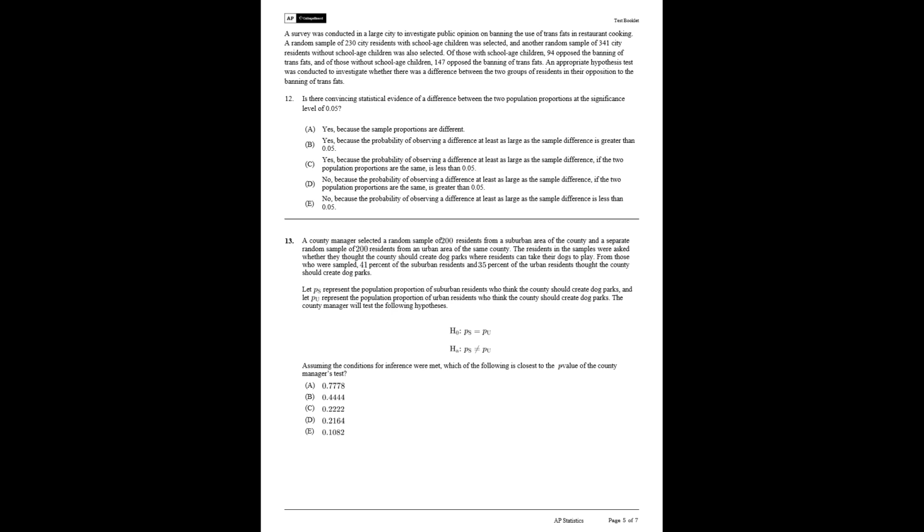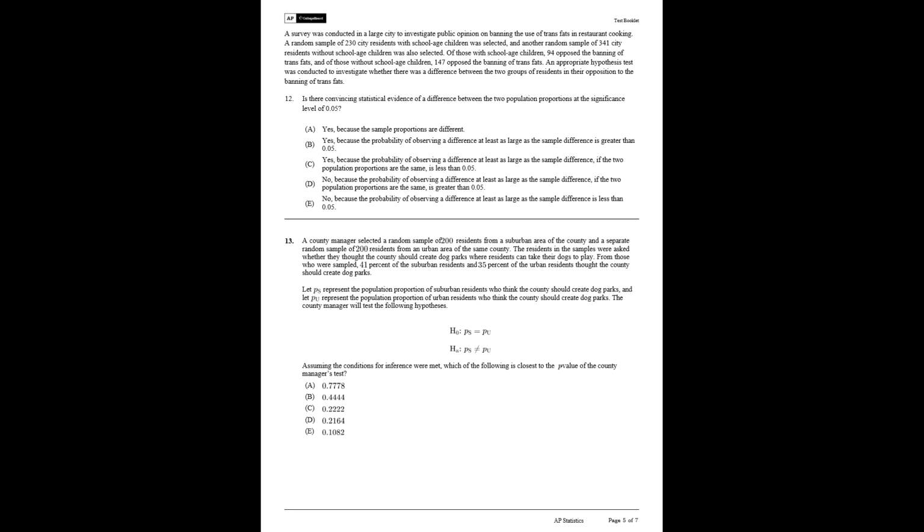Question 12. A survey was conducted in a large city to investigate public opinion on banning the use of trans fats in restaurant cooking. A random sample of 230 city residents with school-aged children was selected, and another random sample of 341 city residents without school-aged children was also selected. So we have two independent random samples. Of those with school-aged children, 94 opposed the banning of trans fats, and of those without school-aged children, 147 opposed the banning of trans fats.